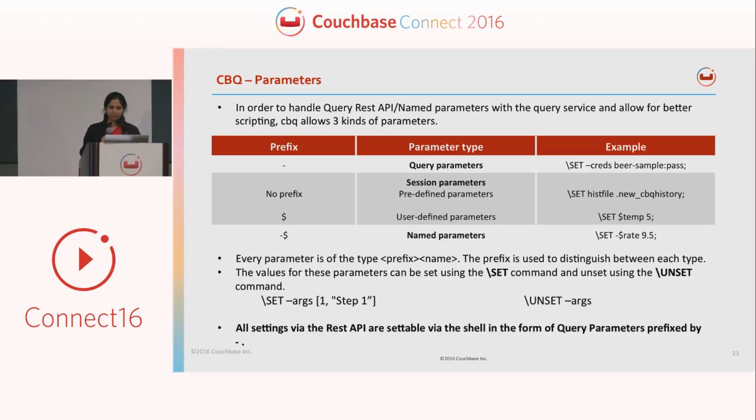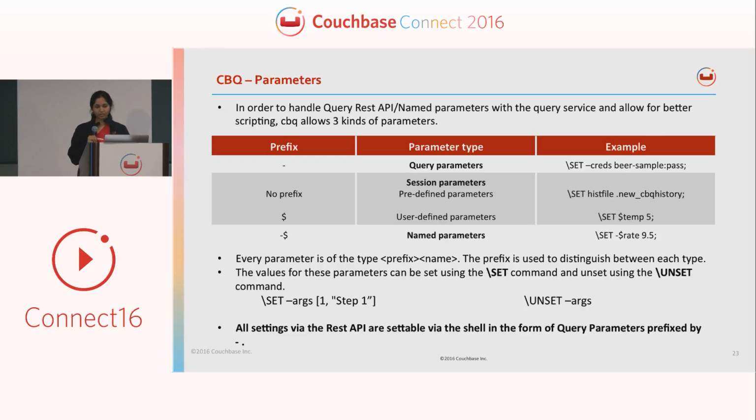One is query parameters, which are all of the REST API parameters that Nickel provides. The second is session parameters, which can be of 2 types. Predefined parameters, like batch, which allows you to run in batch mode, or hist file, which allows you to choose which file to store all of your history in. And then user-defined parameters, which can be any variable you want to set and then use later on in your shell session. And then we have named parameters.